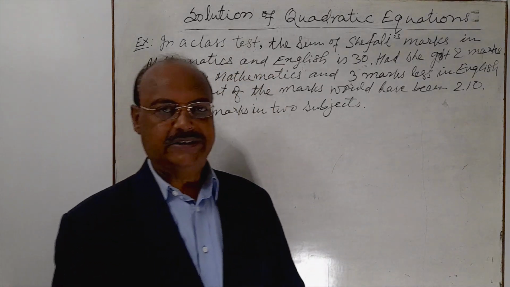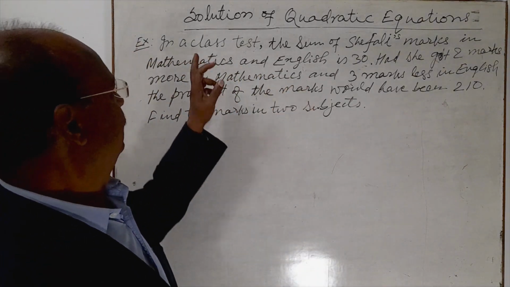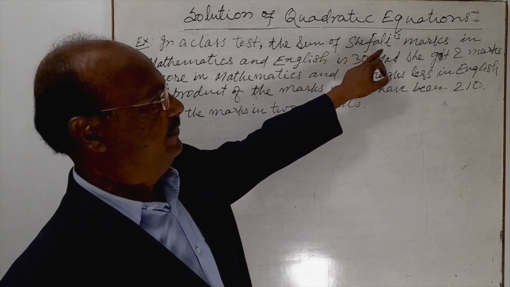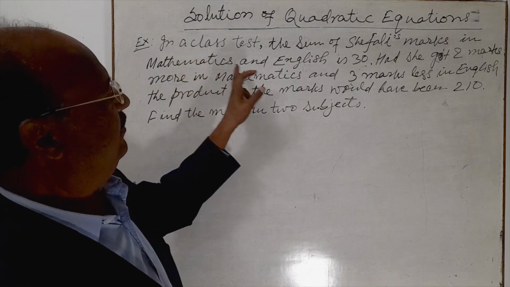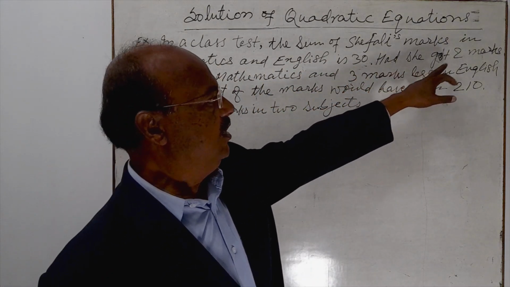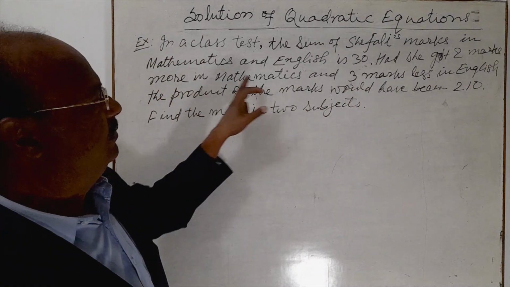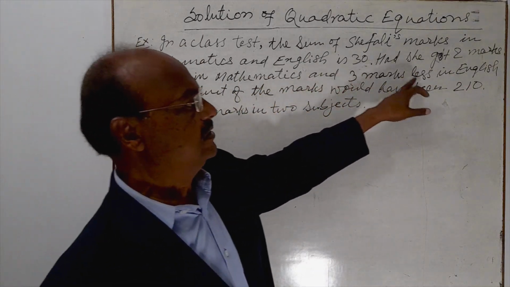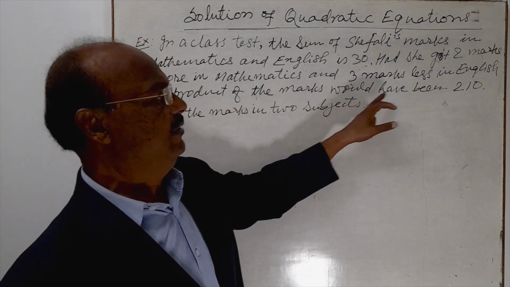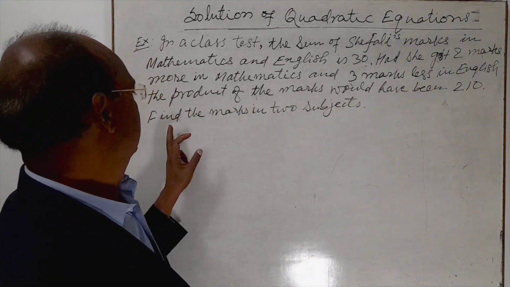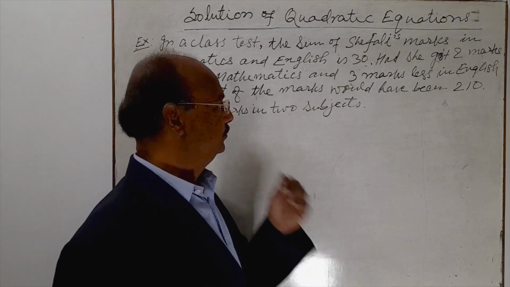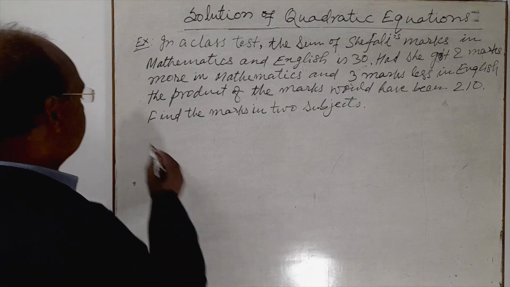Okay, now we will see this next question. Here the question is: in a class test, the sum of Shefali's marks in mathematics and English is 30. Had she got 2 marks more in mathematics and 3 marks less in English, the product of the marks would have been 210. Find the marks in the 2 subjects, correct? So now let us start the solution.